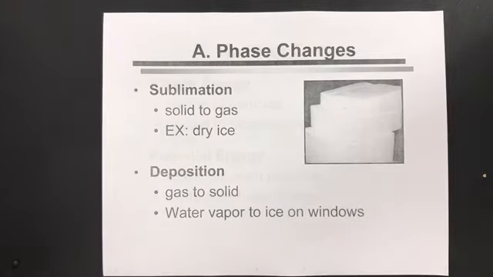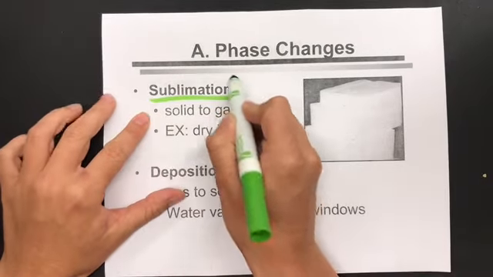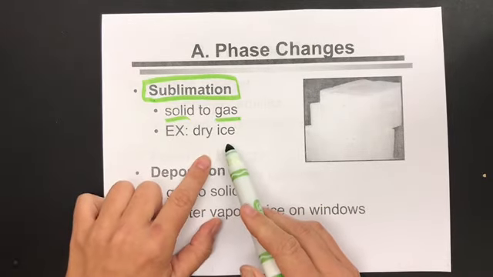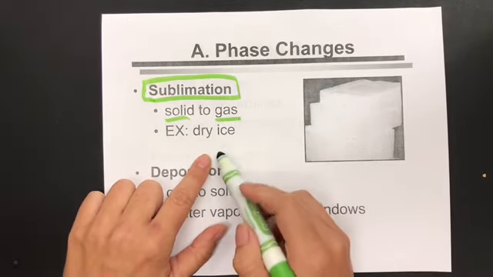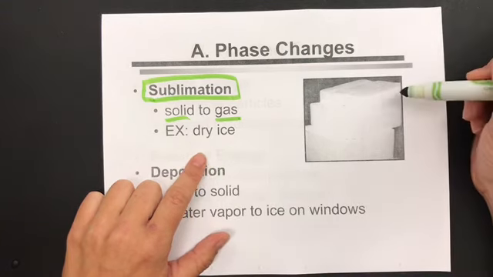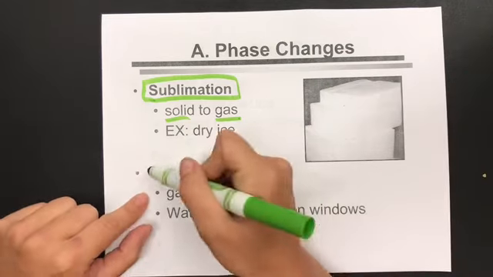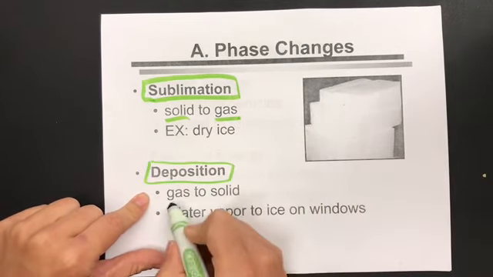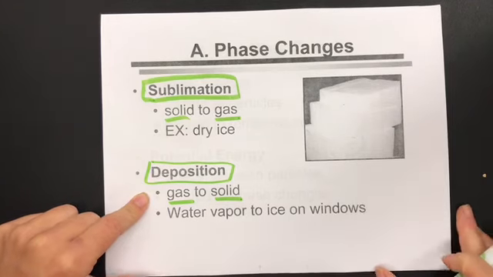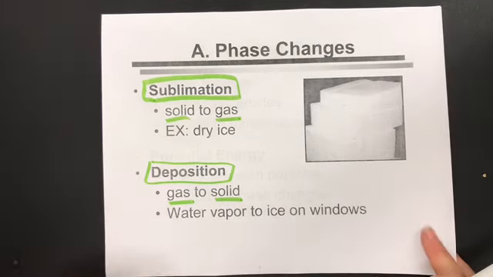These last 2 are the ones that people get confused the most because you don't really see them day to day. Sublimation is solid to gas. You might have seen this in a fog machine kind of thing. Dry ice is an example of that. It's solid carbon dioxide and it will immediately turn into gas. Deposition, exact opposite, gas to a solid. Water vapor on ice on windows. So it literally goes from gas to a solid onto your windows.